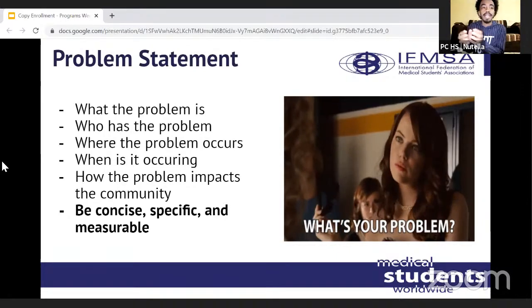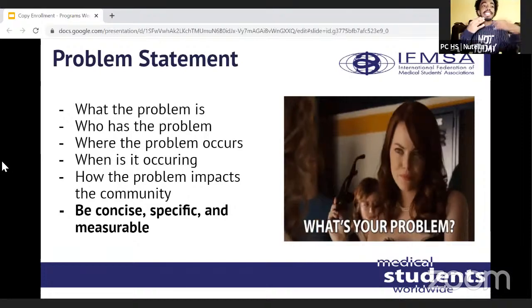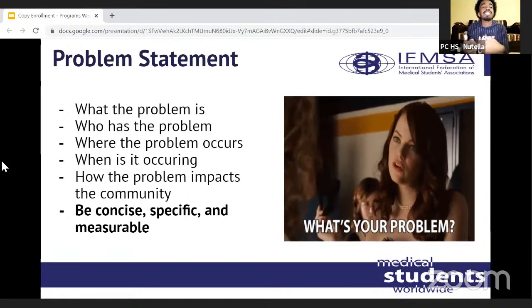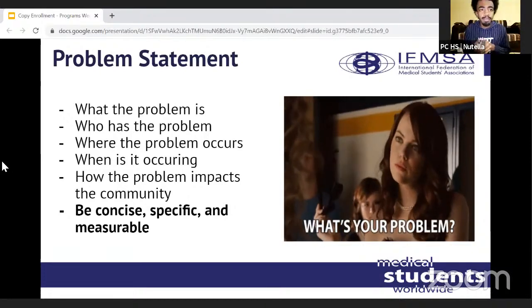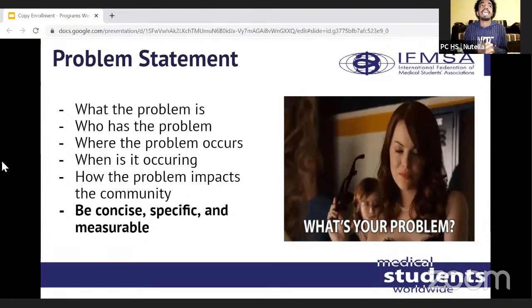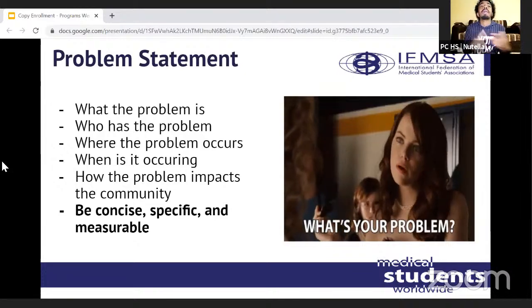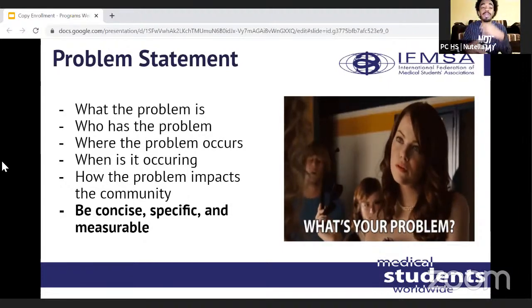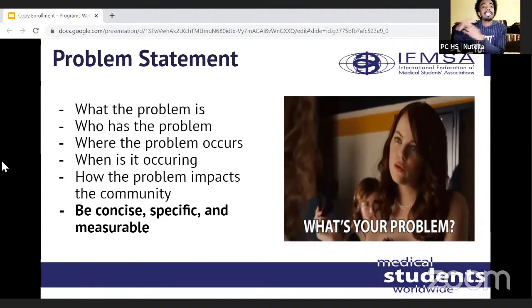You need to define the place where the problem occurs so that we can understand the extent to which your activity plans to impact that particular problem. Then you need to define when it is occurring. Is it happening right now? Has it been happening for 2, 3, 5, 10, 11, a million years? Is it going to continue for a solid amount of time?